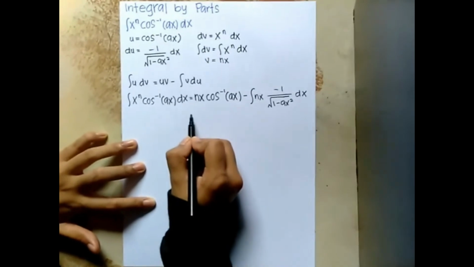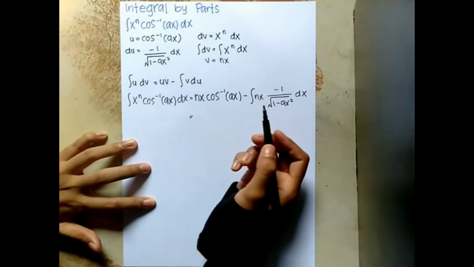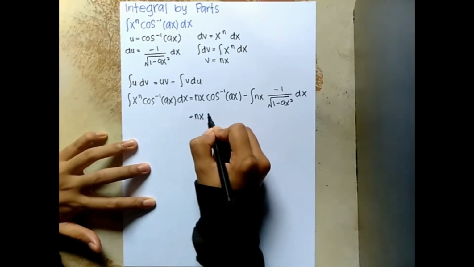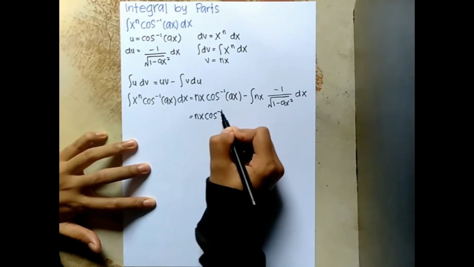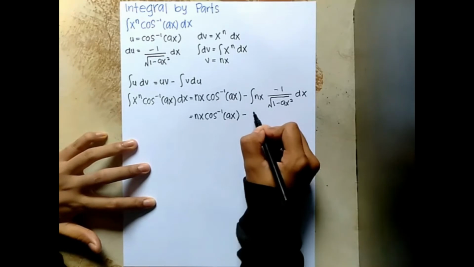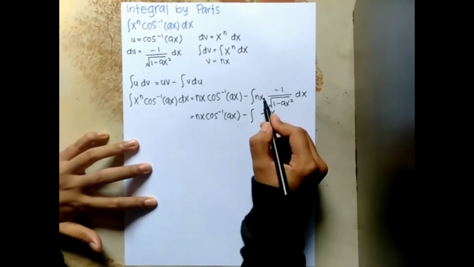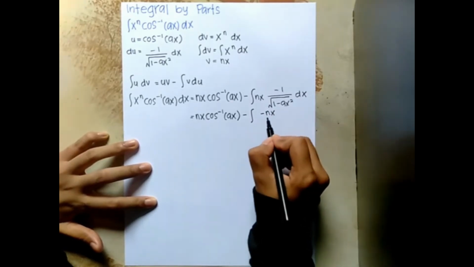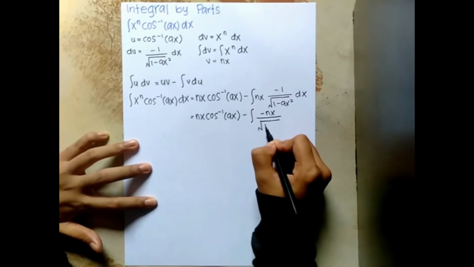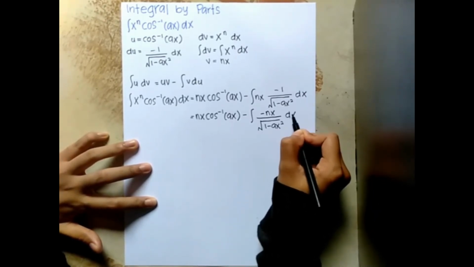And then next we just copy this one since it is already part of our answer. Then we will get nx times cos to the power of negative 1 ax, and minus the integral of negative nx, which is we just times with the negative 1, and then over square root of 1 minus ax squared dx.